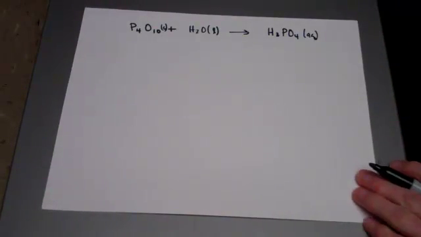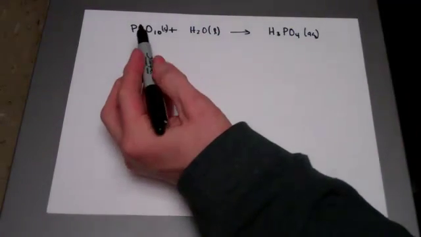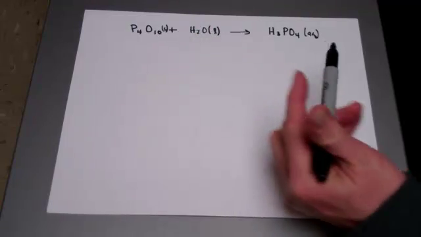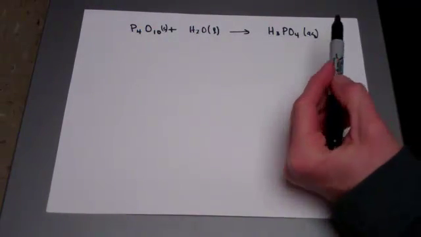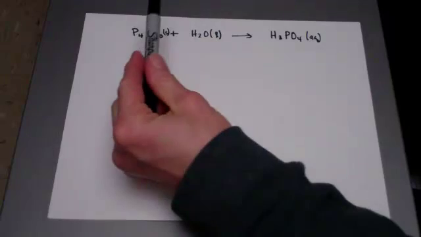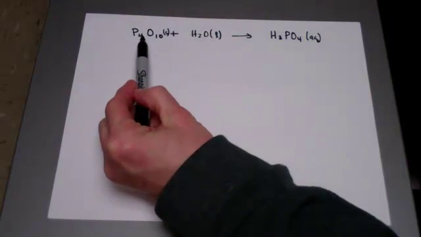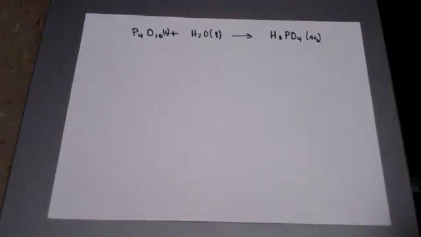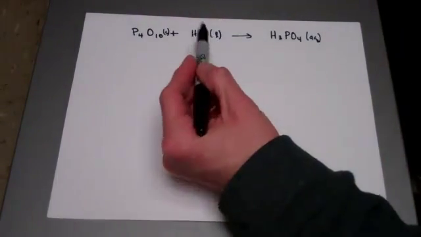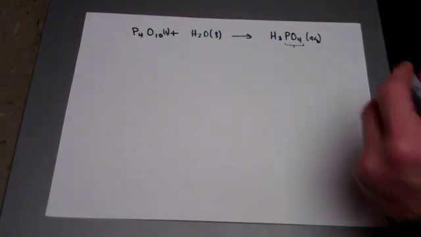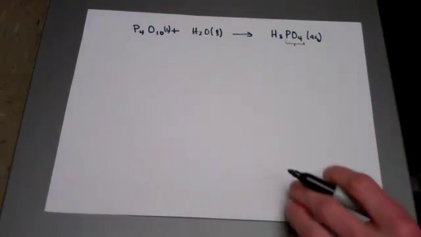Okay, so this is my second equation. So I've got P4O10 in solid form plus water in its liquid form yielding H3PO4 on this side in the aqueous form. So initially, let's name these guys again. If I've got P4O10, I've got tetraphosphorus decaoxide. So 10 is deca. And then we know water, and then this one should look familiar. It's phosphoric acid. It has a polyatomic anion that you're familiar with.